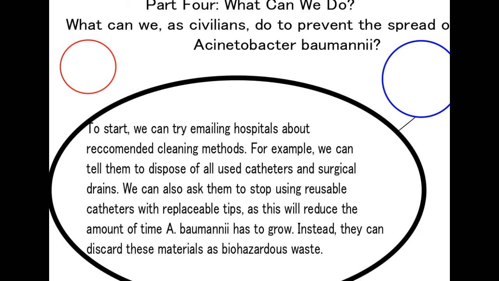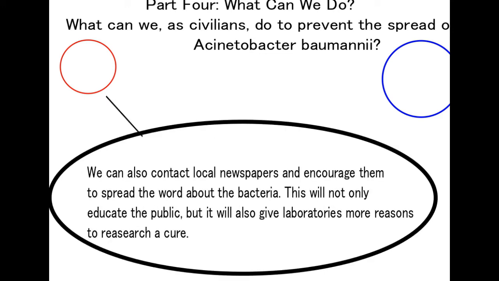So, to start on prevention, we can try emailing hospitals about recommended cleaning methods. For example, we can tell them to dispose of all used catheters and surgical drains. We can also ask them to stop using reusable catheters with replaceable tips, as this will help reduce the amount of time A. baumannii has to grow. We can also try contacting local newspapers and encourage them to spread the word about the bacteria. This will not only educate the public, but it will also give laboratories more reason to research a cure.